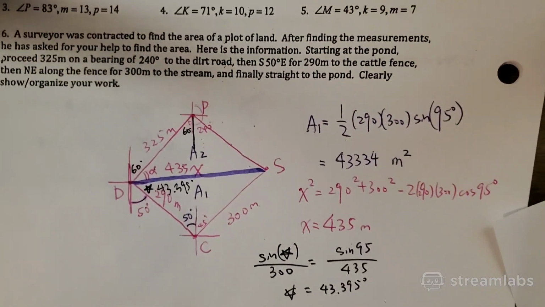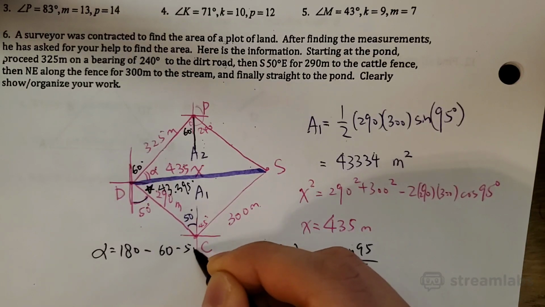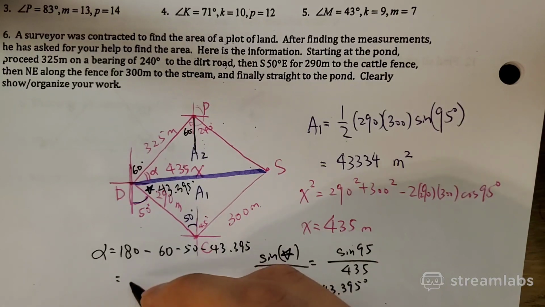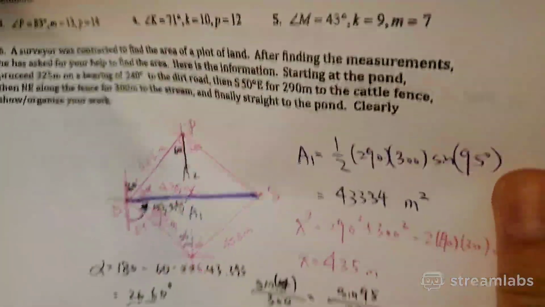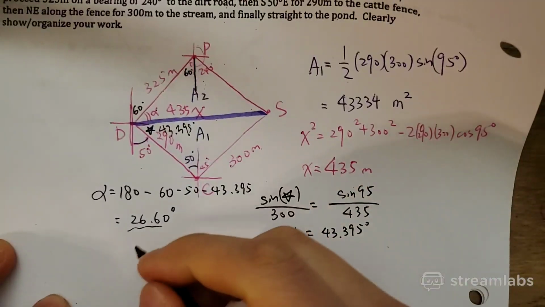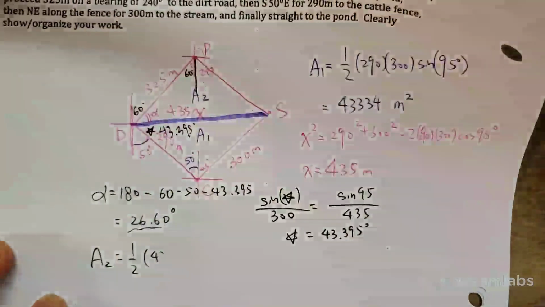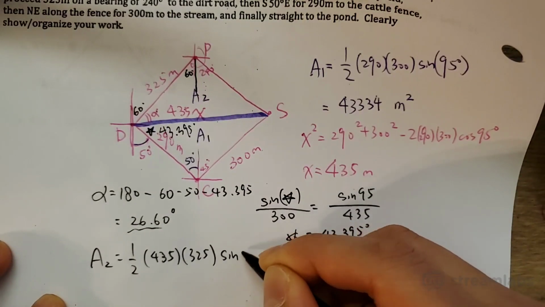So once you get that, then you can find alpha, which is 180 minus 60 minus 50 minus 43.395, which is 26.60 degrees. So you're going to use this angle, and you're going to do the area 2. So area 2 is 1/2 AB sine alpha, okay? AB sine alpha. So 435, 325, sine 26.6.